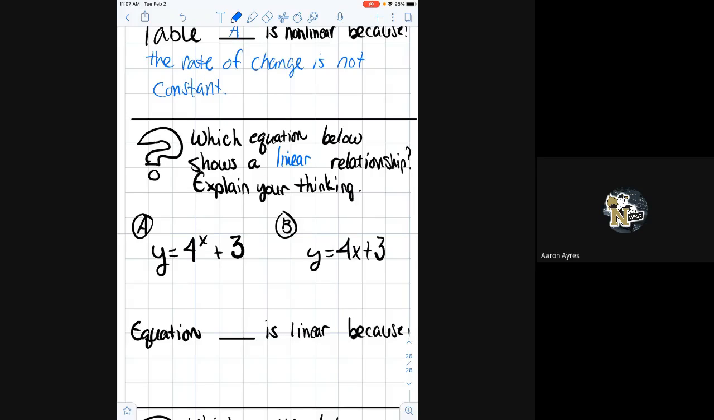The response I'm going to put here on the notes is that, okay, the equation has the form y equals mx plus b. Okay? And again, we're looking for something simple here. Okay? Something simple.